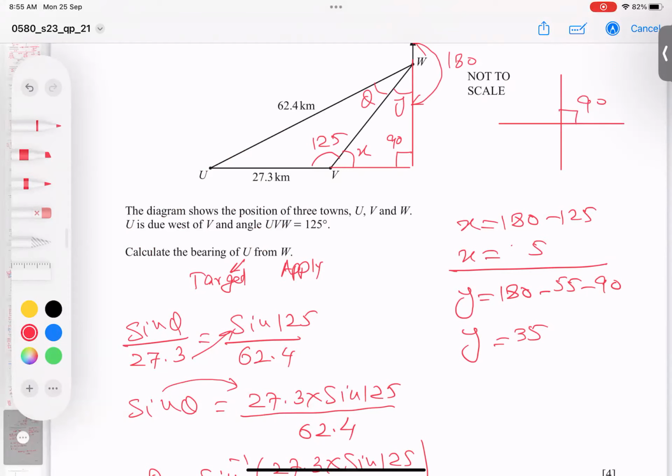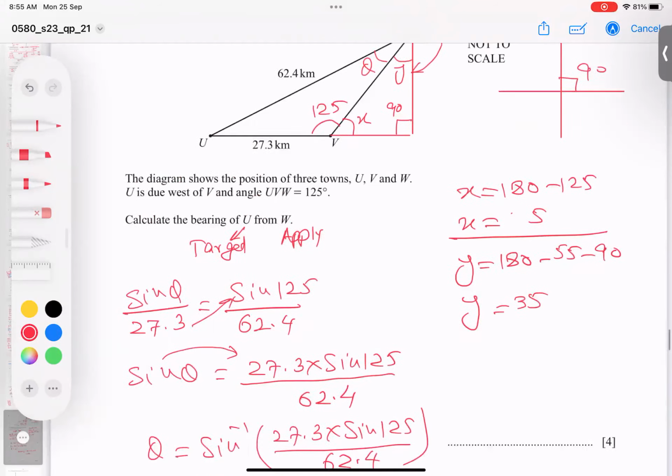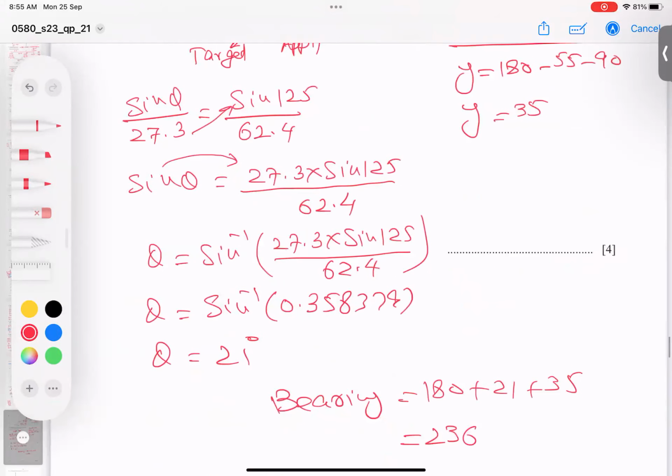Okay, then I go for 27.3 times 2 times sine of 125, and divide by 62.4. Okay, and take the sine inverse. Yeah, this 21 is correct. I get 21, plus 35 and plus 180. So 236 is our answer. And I think the point is very, very clear.